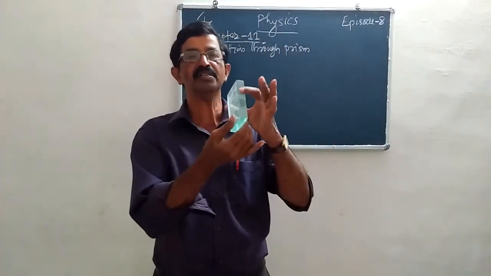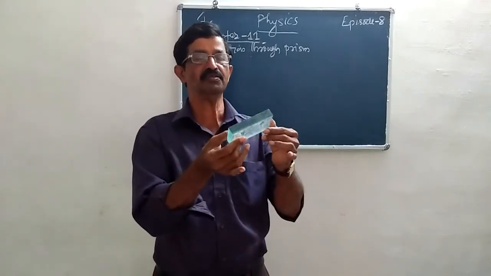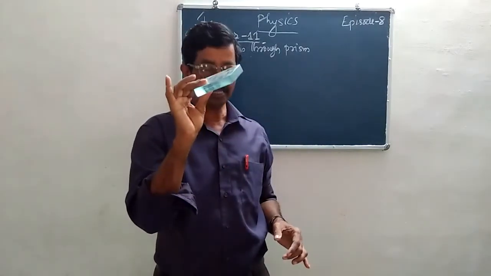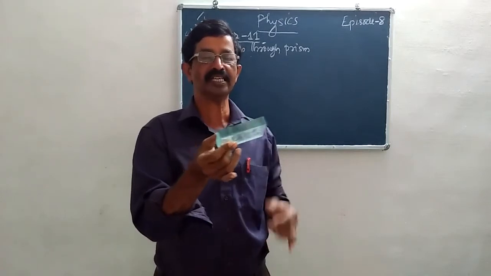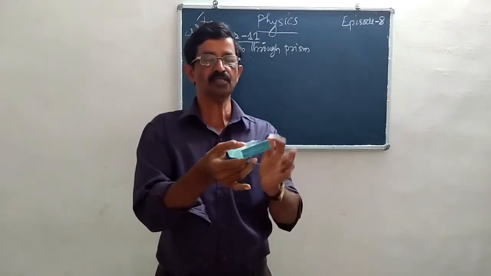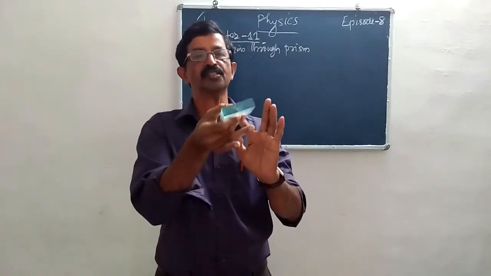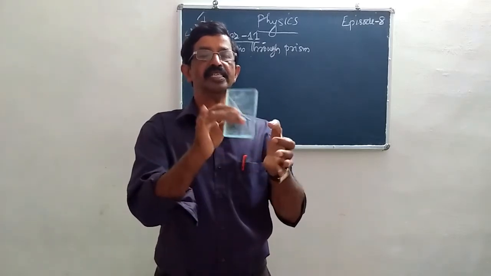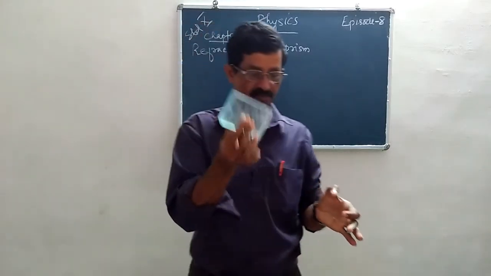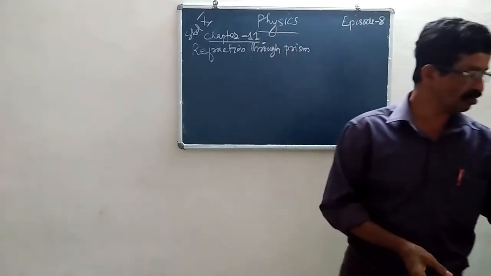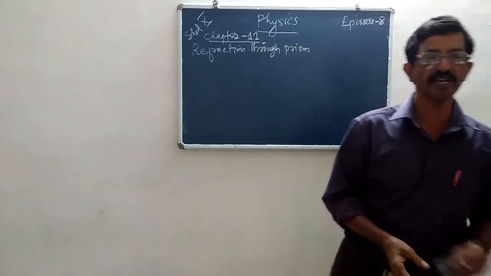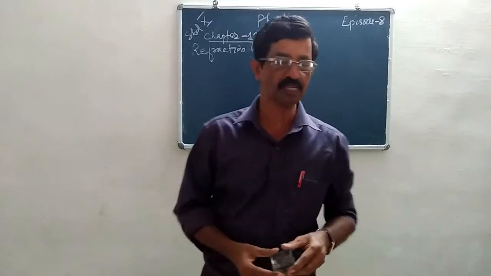This is a glass slab. We discussed how refraction takes place on this side. See here, these two sides are parallel, and these two sides are also parallel. This is a glass slab. But now we are going to discuss refraction through a prism.